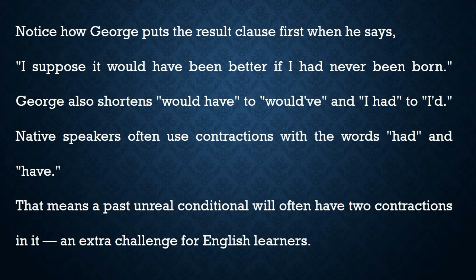Notice how George puts the result clause first when he says, I suppose it would have been better if I had never been born. George also shortens would have to would've, and I had to I'd. Native speakers often use contractions with the words had and have. That means a past unreal conditional will often have two contractions in it, an extra challenge for English learners.